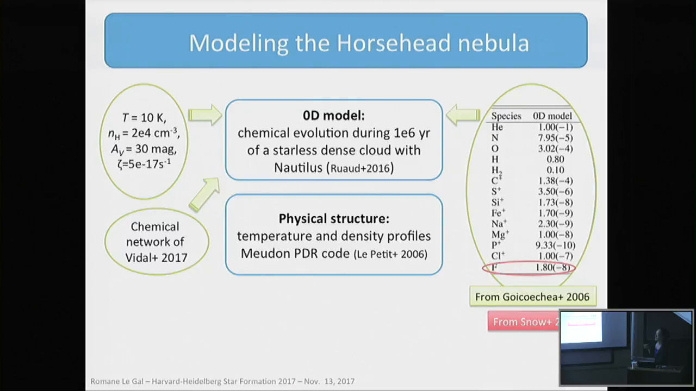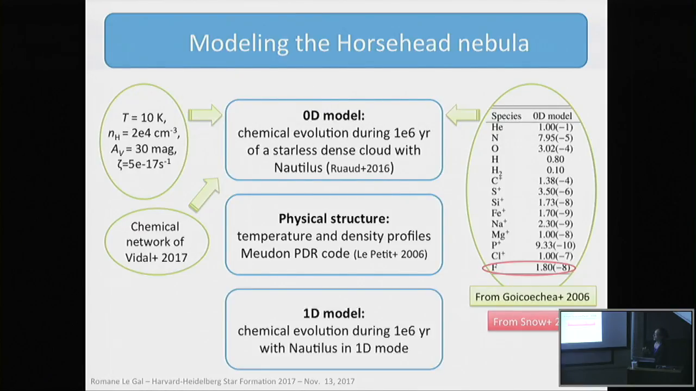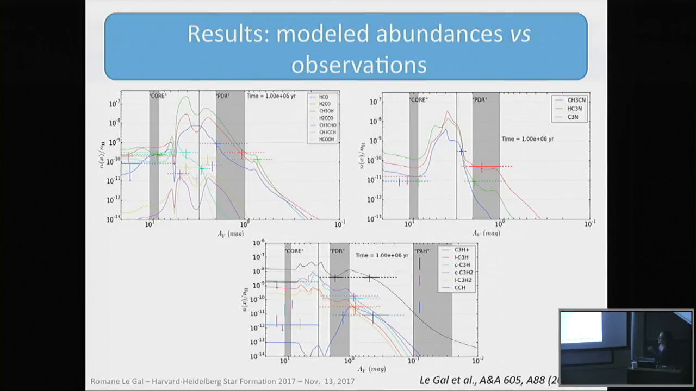Once we have built this first starless dense cloud model and this physical structure, we consider that the star is born. And we run a subsequent 1D model, which will take into account the physical structure and compute the chemistry for each position of this physical structure. For that, we started this 1D model from the output chemical abundances of the first 0D model, and we run this model for 1 million years once again, with the same chemical network as the previous one. So here are the results that we obtained.